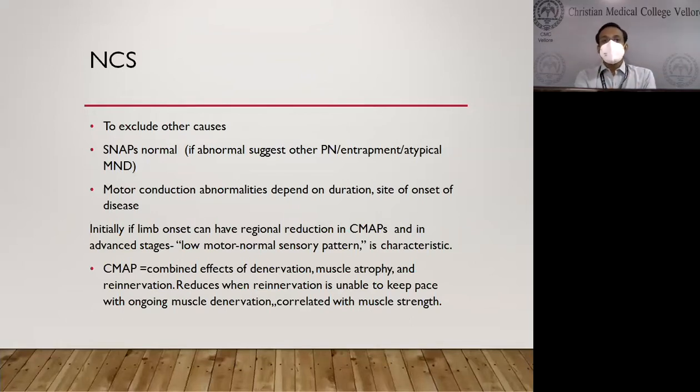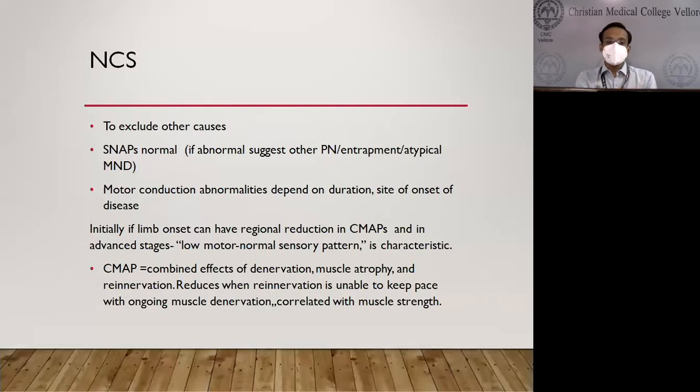If you have a definite ALS who has SNAP abnormalities, we must consider the possibility that it could be an additional entrapment or a pre-existing peripheral neuropathy, or it is an atypical motor neuron disease. The motor conduction abnormality that we see in ALS depends on where the disease has started. For example, if a patient has predominantly bulbar onset disease, peripheral limb conduction at the early point of the disease may not show any significant abnormalities.